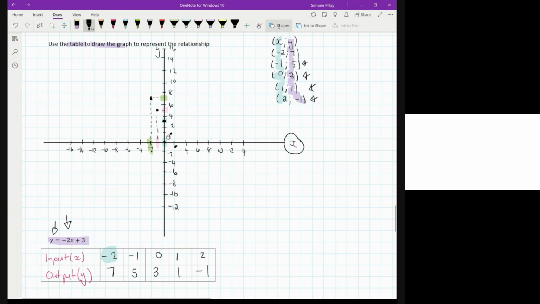And now once we do that, the only thing left to do is take a ruler, which I do not have, and you're going to try and join up your points as best as you can. And you should see that it gives you this straight line. Does that make sense? Yes, now I understand now.